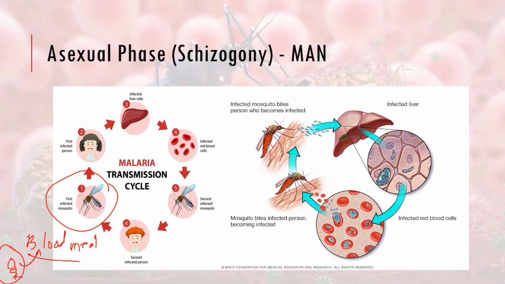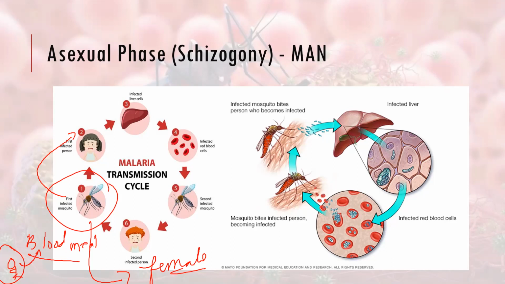Now what will happen? This mosquito will do another blood meal on a healthy individual who will now become an infected individual. Okay? Take note, guys, that the Anopheles mosquito is usually the female Anopheles mosquito, which is capable of transmitting the parasite from one person to another.